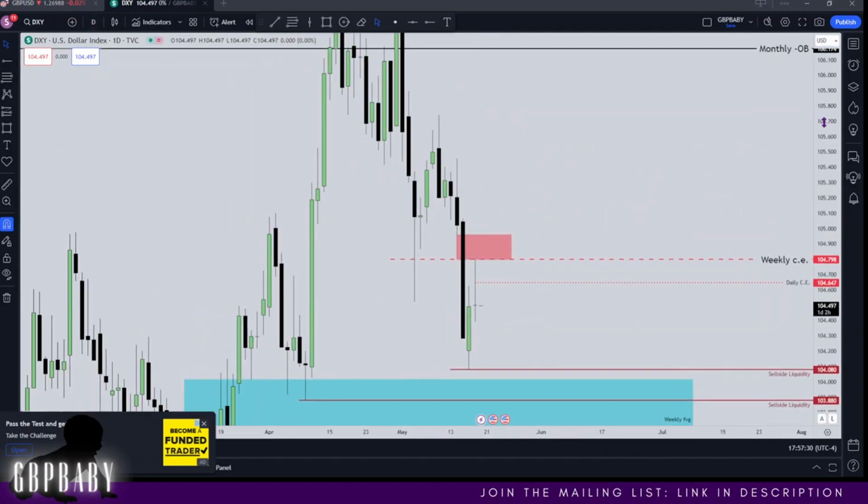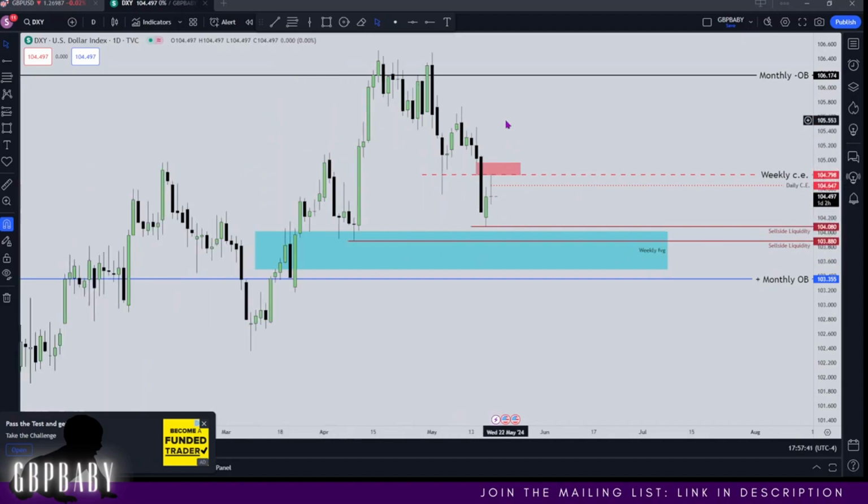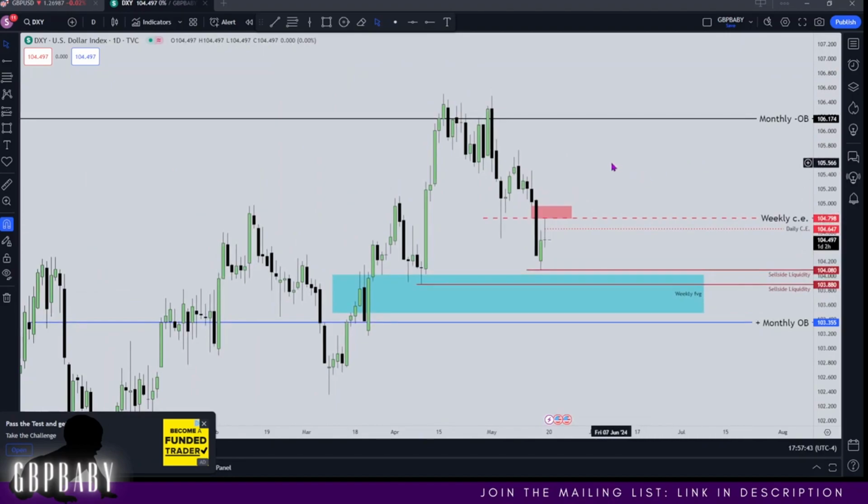So that's all I'm going to do on dollar. We're going to keep it pretty simple. But overall, I'd like to see a classic week in terms of creating the high early on and then moving lower for the rest of the week, running into sell side liquidity here and here. Hope that all makes sense. Let's now head over to GBP USD.